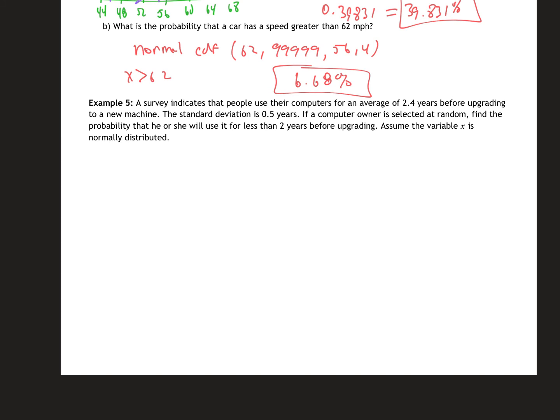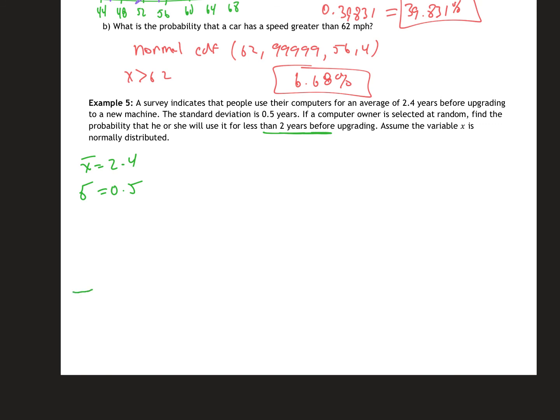All right, the last one I want to look at. A survey indicates that people use their computers for an average of 2.4 years before upgrading to a new machine. The standard deviation is 0.5 years. So that tells me my mean is 2.4. Standard deviation is 0.5. So find the probability he or she will use it for less than 2 years.